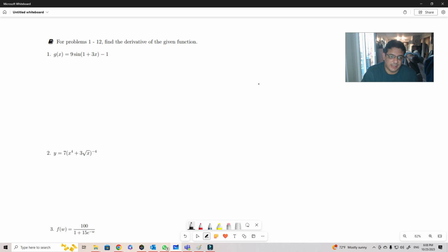And so I can see g as h compose f of x, right? So I need to figure out who h and who f of x is. In this case, f of x is going to be what is inside of the function, that makes it complicated. So f of x will be 1 plus 3x, and then h of x will be 9 sine of x minus 1.